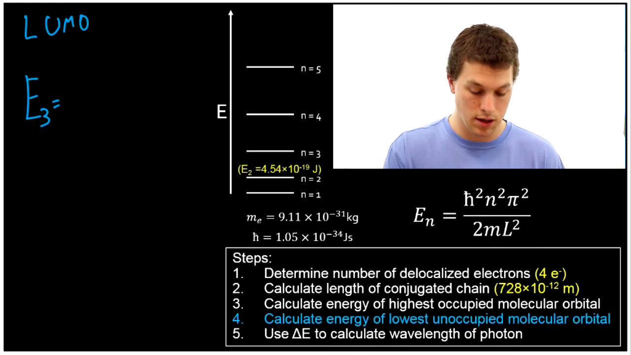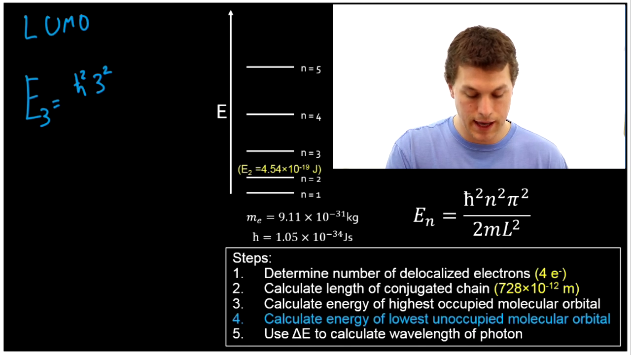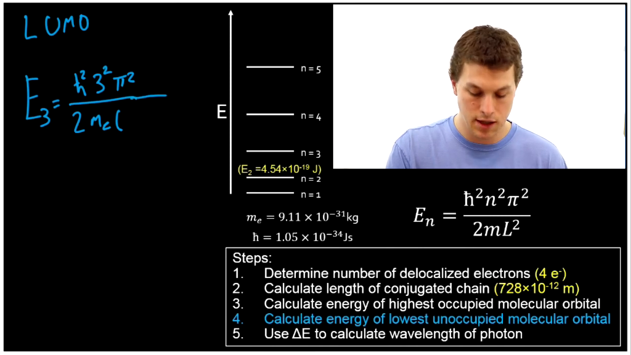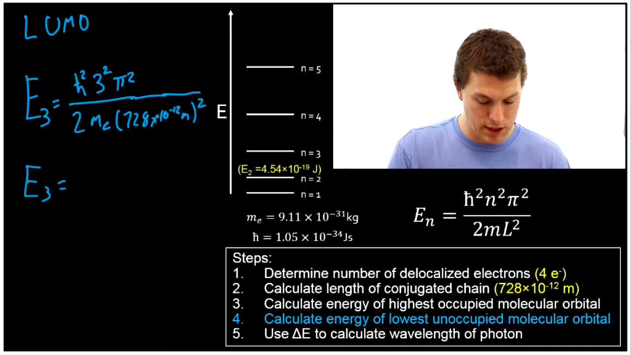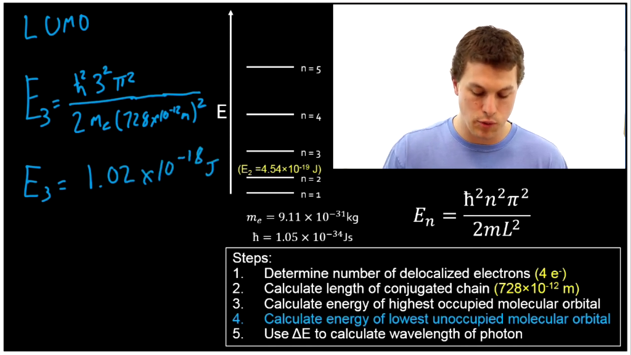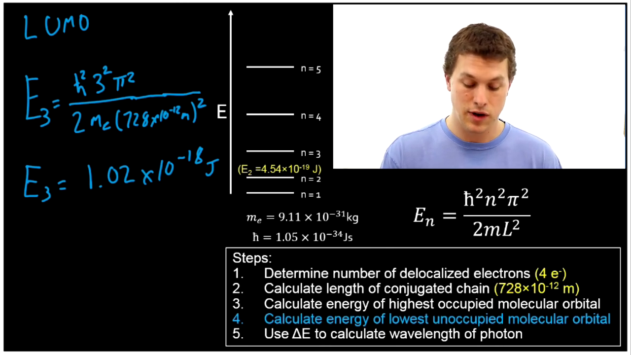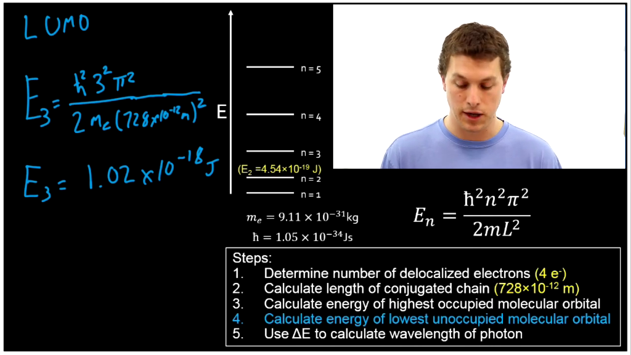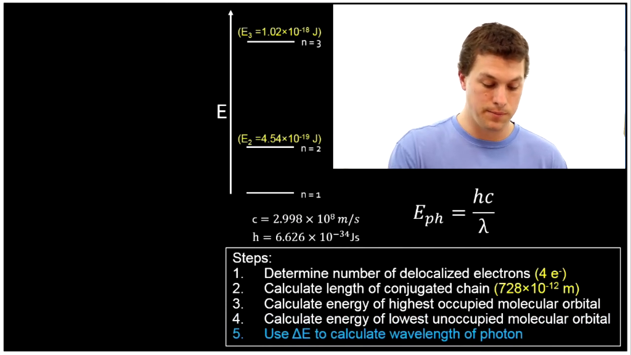And the same calculation here, I still have h bar squared. N squared this time is going to be 3 squared. And then pi squared over 2 times the mass of the electron. And once again, the length of my chain, 728 times 10 to the minus 12th meters. And that's got to be squared. Don't forget that. So the energy of my third level is going to be 1.02 times 10 to the minus 18th joules. Again, on the same order of magnitude, but bigger than my second energy level. And that's another good checking point. As you go higher on this graph, n equals 3, n equals 4, n equals 5, your numbers should get bigger.